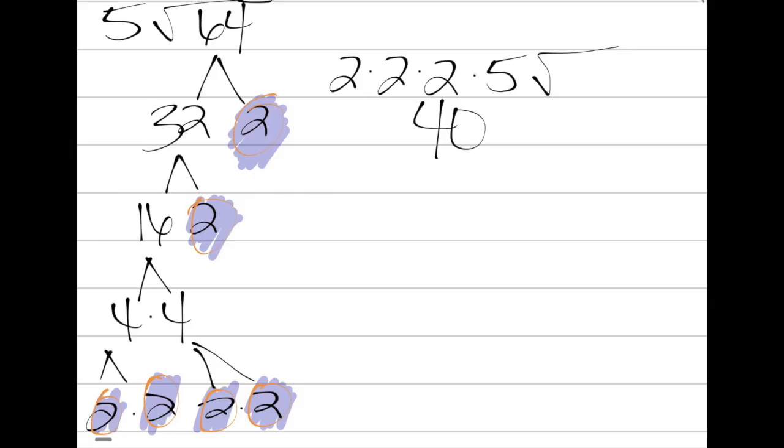You will be presented with problems that have numbers outside of the square root. That's okay, because for right now, we're not going to worry about that 5. But we are going to use factorization to break down 64. So 32 times 2 will give me 64. 16 times 2 will give me 32. 4 times 4 will give me 16. And then 2 times 2 will give me 4.